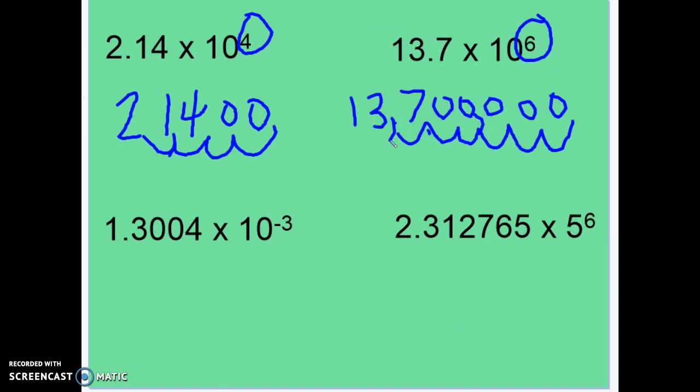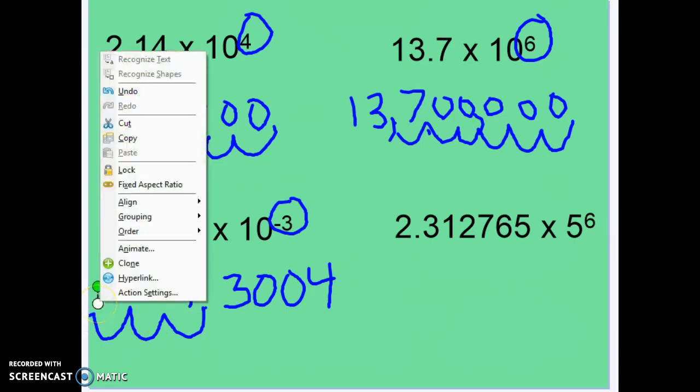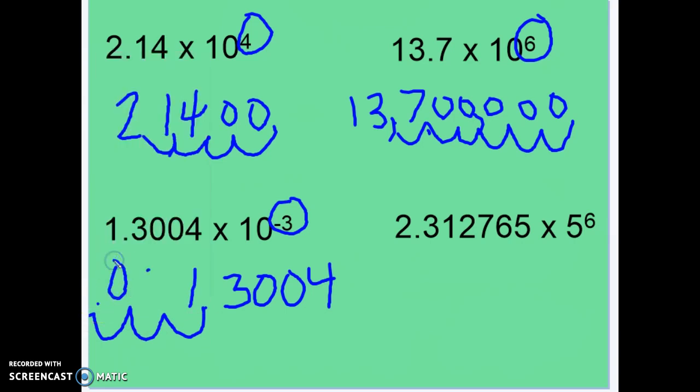This next example, notice that our exponent is negative. So that tells me that this is a small number. The negative exponent simply just means move it to the left. So we have 1.3004. I'm going to move my decimal 1, 2, 3 spots to the left. So now I have the number decimal point 0013004.